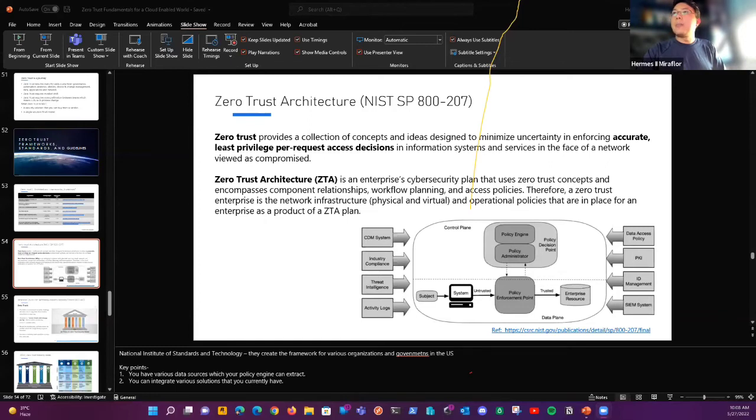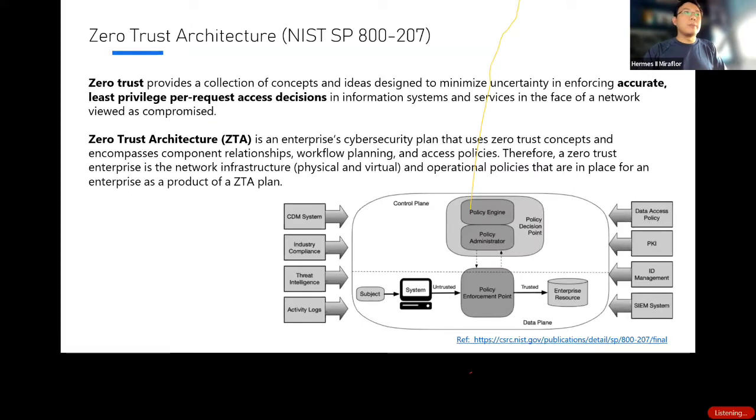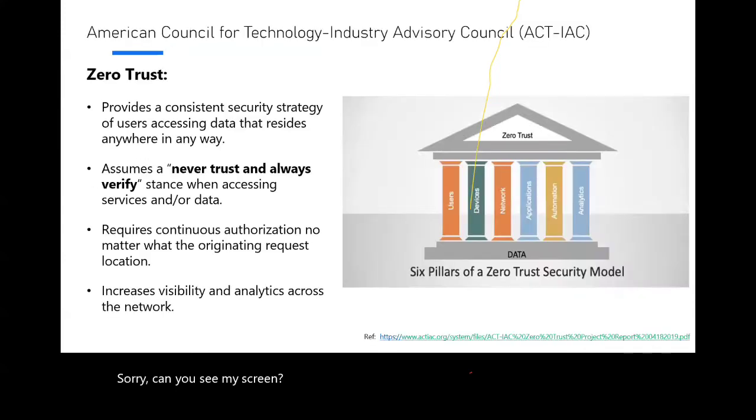Share. Okay. Sorry, can you see my screen? Nakita niyo po ba screen ko? All right, sir. So pwede na po.